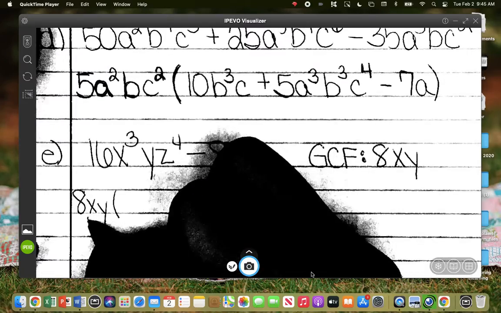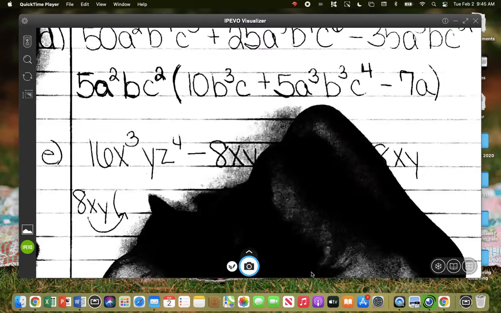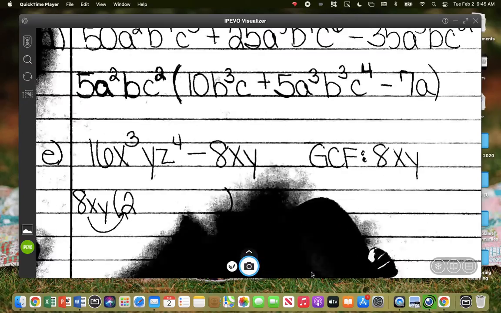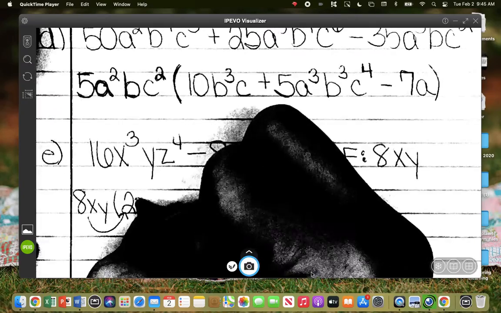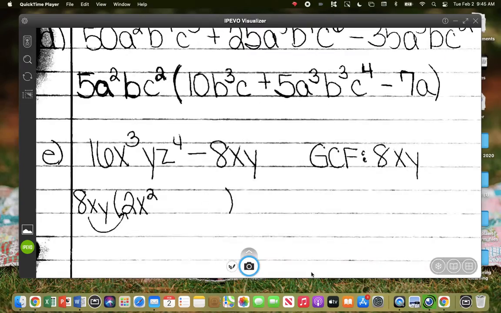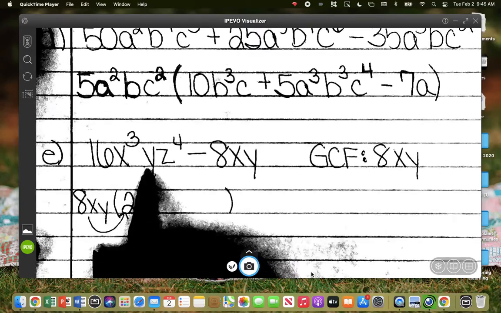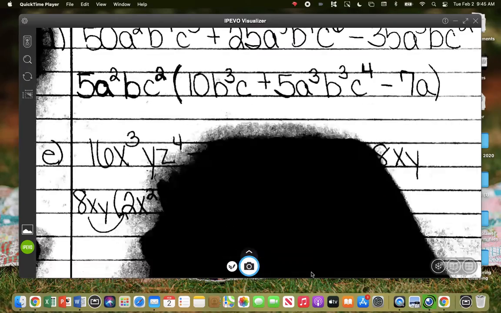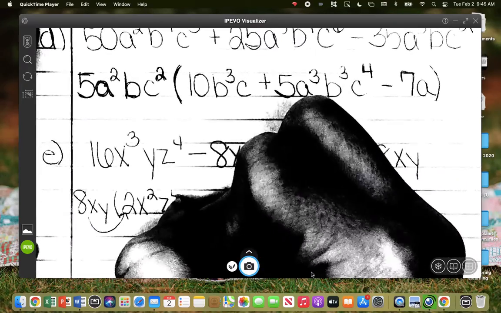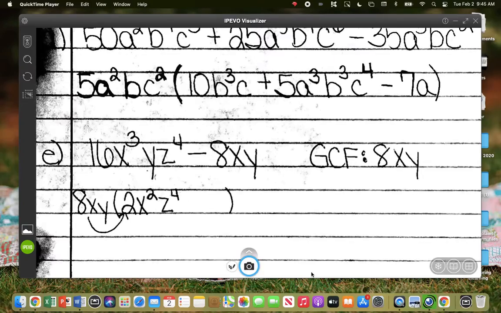Alright, so 8 times what would give me 16? Alright, how many x's do I need to make x cubed? 2x to the second. Do I need to add any more y's if I already have one? Alright, and then this z to the fourth is needed because we didn't have any z's common there.